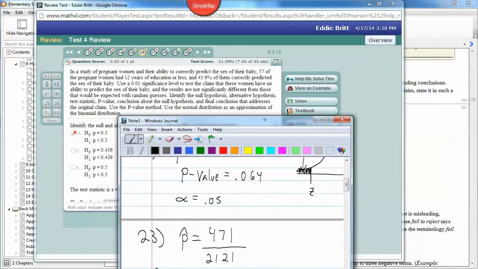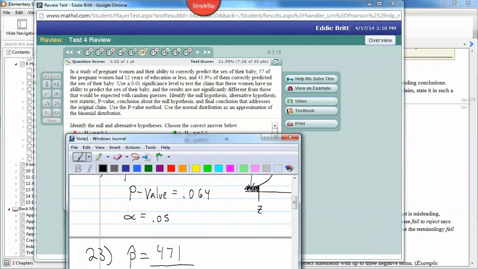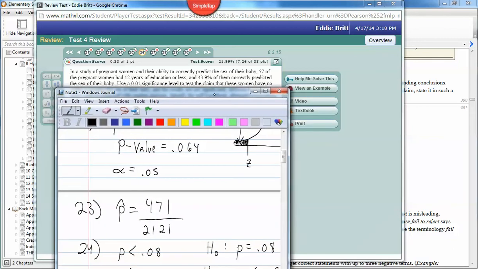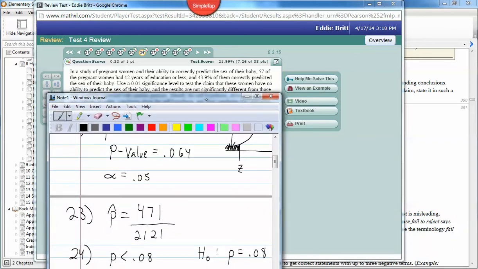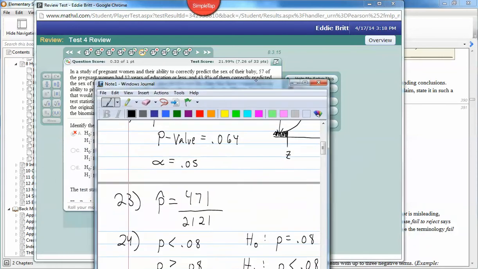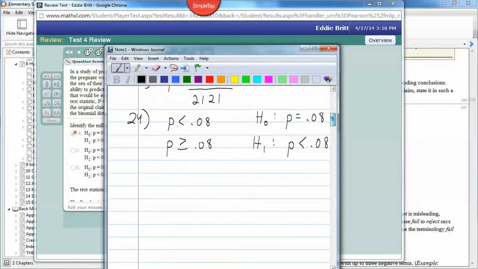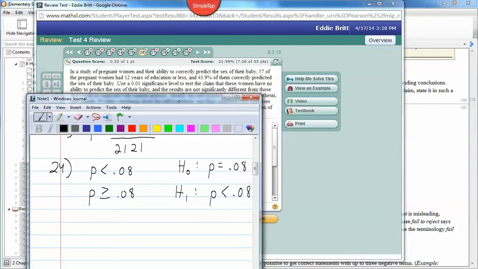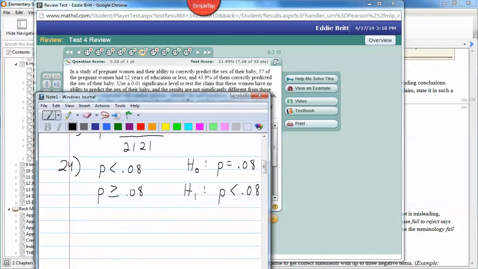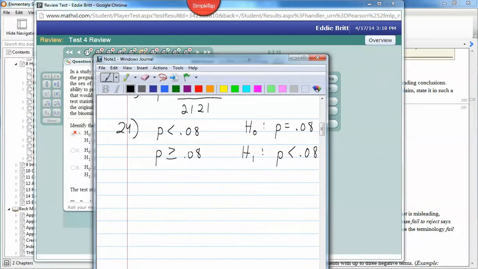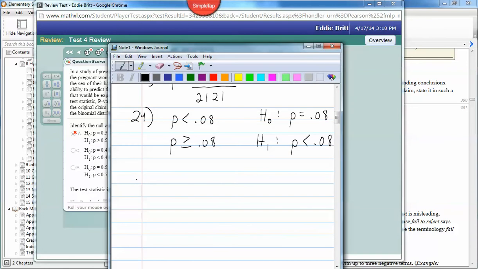We are saying, test the claim that the women have no ability to predict the sex of their baby. Okay? So our original claim is that they don't have an ability to predict the sex of their baby, and the results are not significantly different from those that would be expected with random guesses. So this is a little tricky.